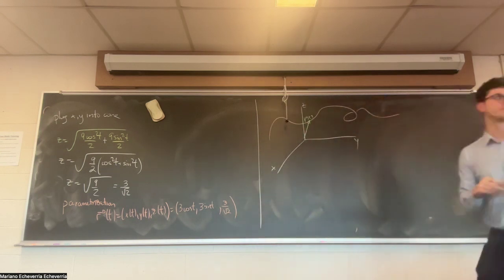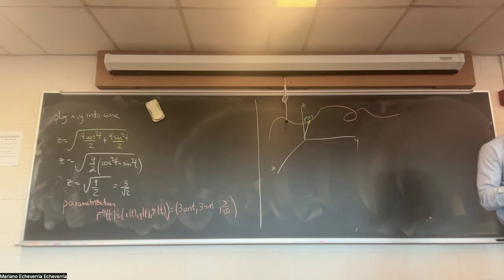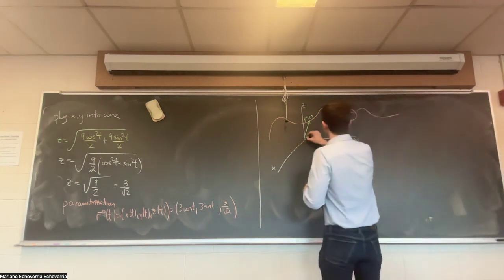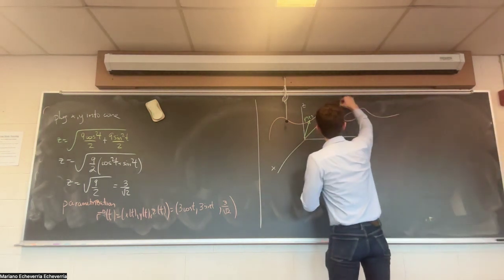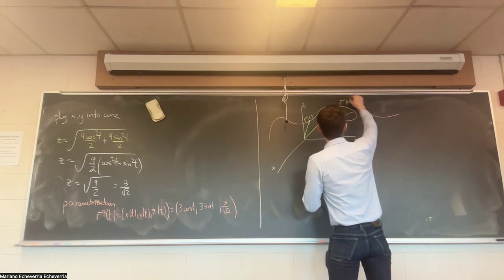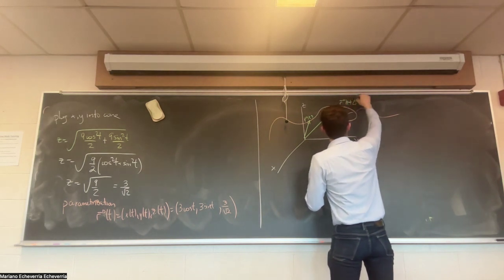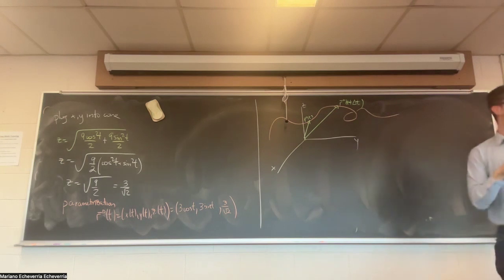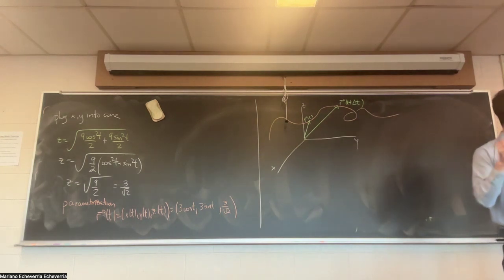So maybe this is the position of the particle at time t, right? And similar to anything in calculus, you let time go by an amount delta t. Now this is going to be the position of the particle at time t plus delta t. So think of delta t as being super small.